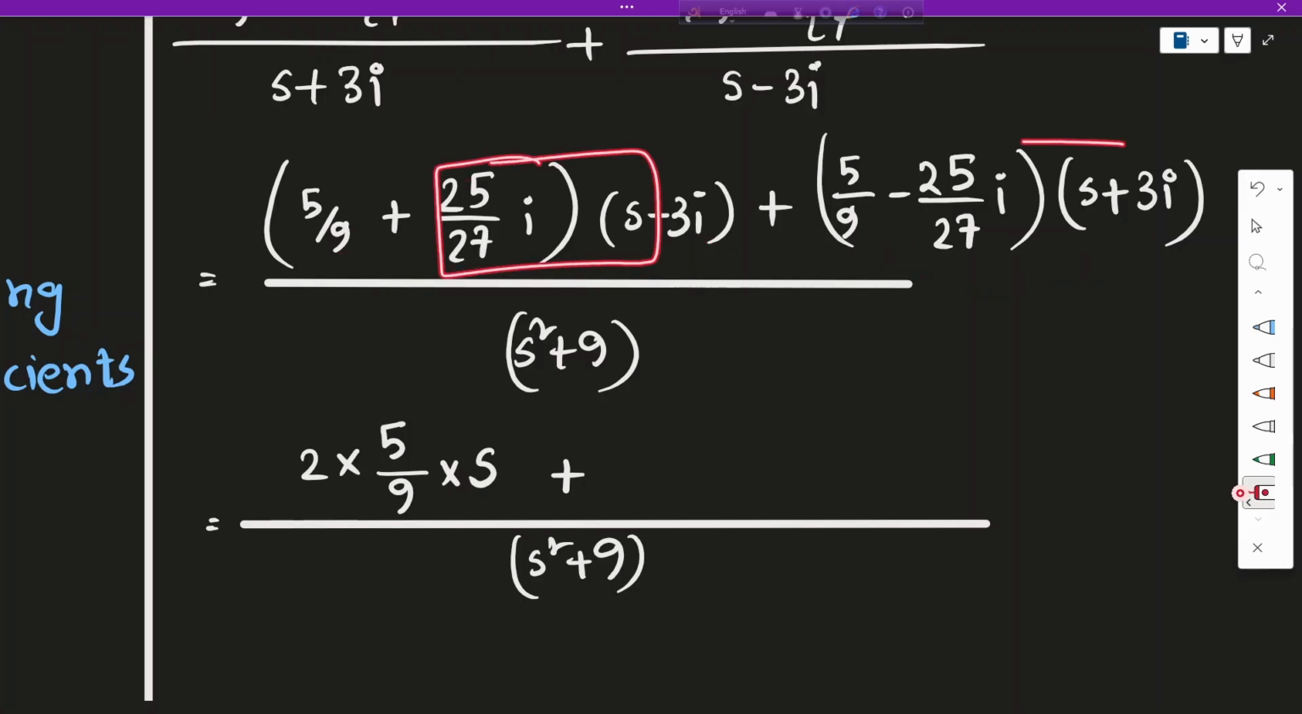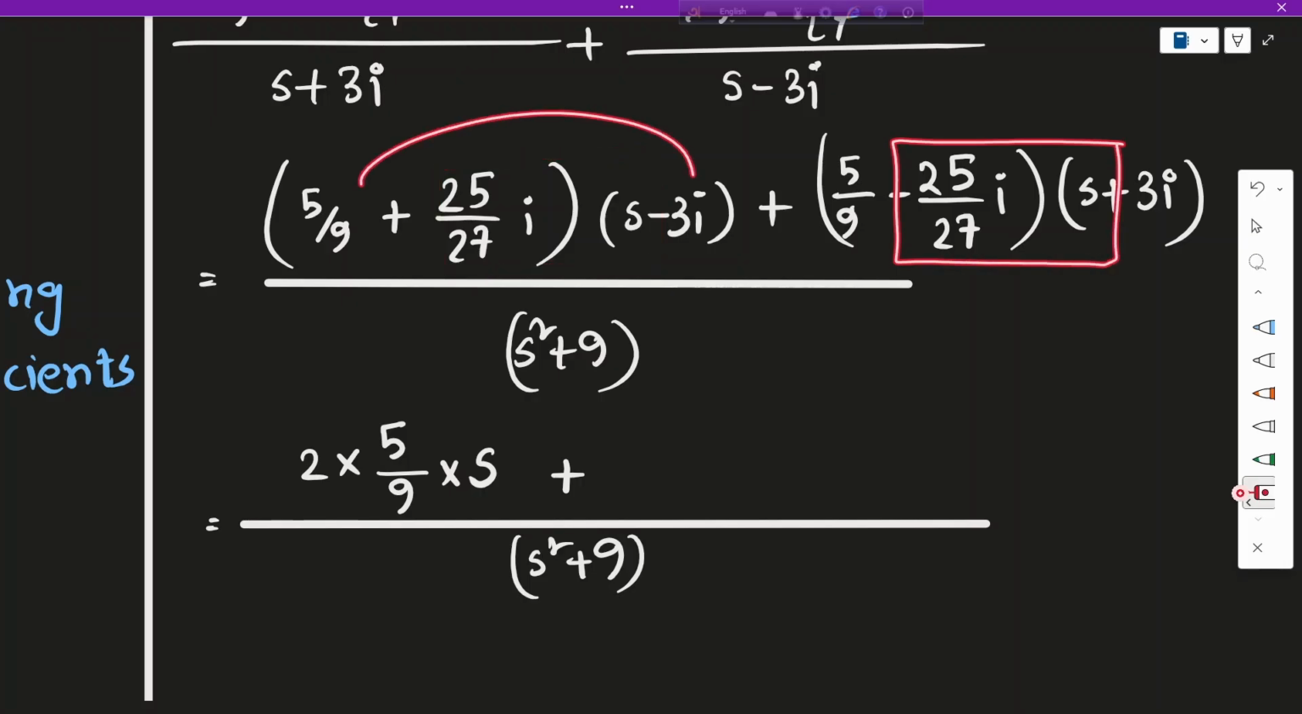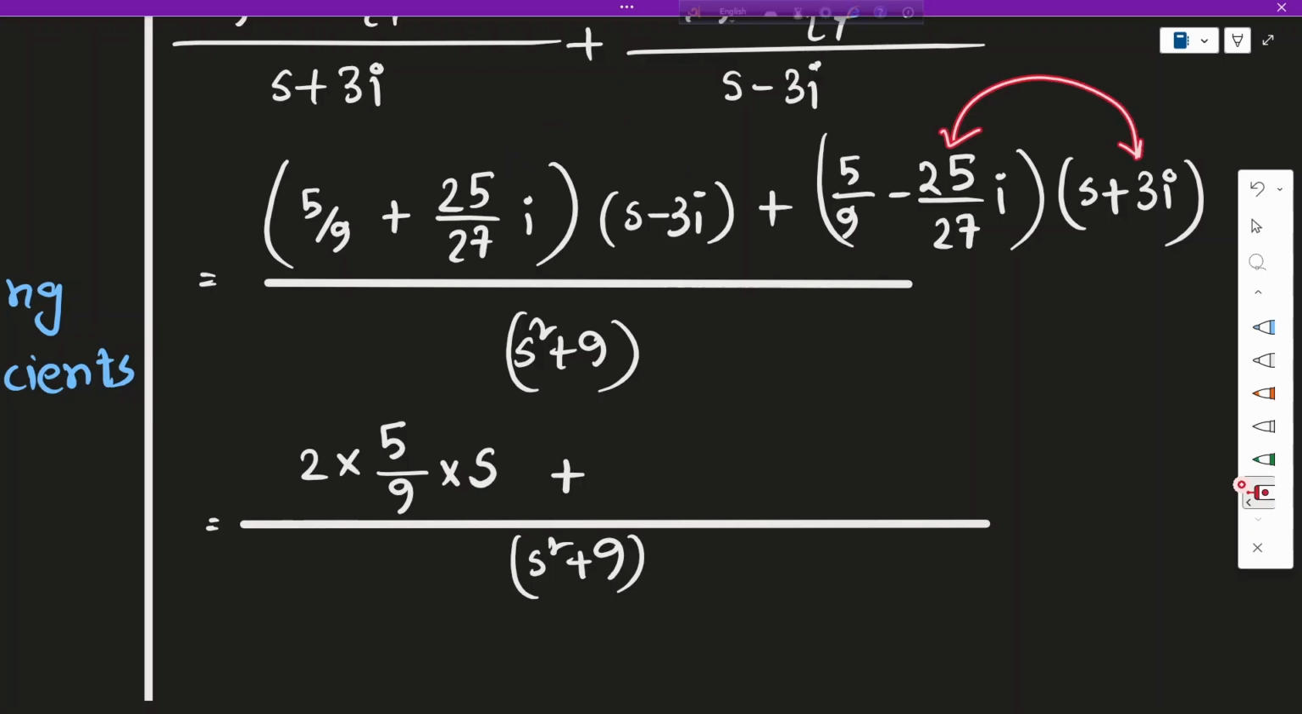This one and this one get cancelled out. 5 by 9 minus thrice i and 5 by 9 plus thrice i, they also cancel out. So we don't need to worry about the i expressions at all. We only need to worry about the real part and the i squared expressions. So where do we get the i squared expressions from? This one will give us an i squared expression, and this one will give us an i squared expression.